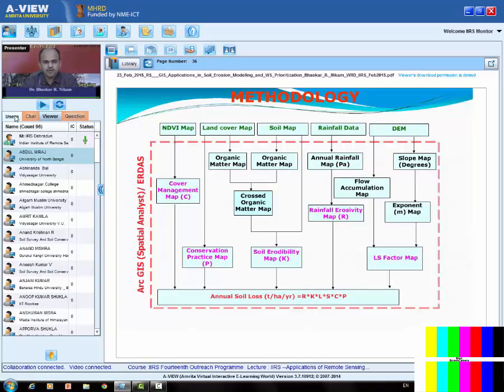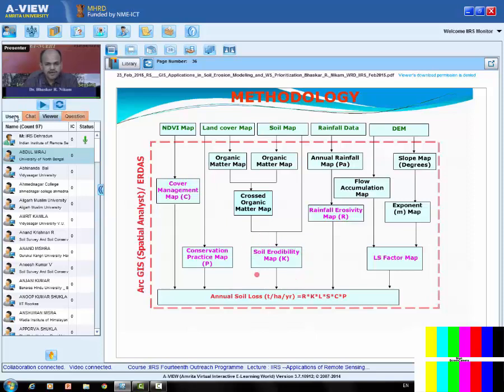Now this is how the flow chart of this entire process looks. So we will use the DEM. From the DEM we will derive the topographical parameters, which are the L factor and S factor, the slope length factor and the slope steepness factor. We will use the rainfall data and derive the R factor, which is the rainfall erosivity factor. We will use the soil map, and from the soil map we will derive the soil erodibility factor.